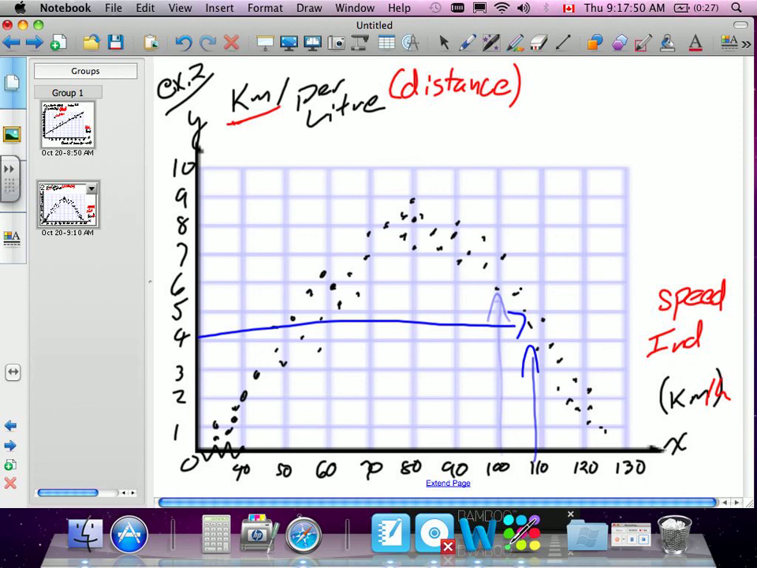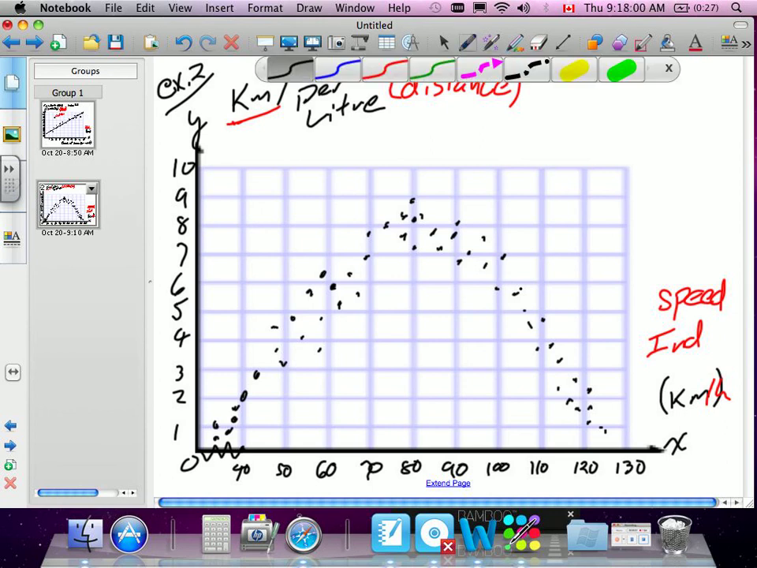So what we need to do is create a line of best fit. And if you notice, our line of best fit, again, is probably just going to run through the middle of this data so that we have points that run above and below it.